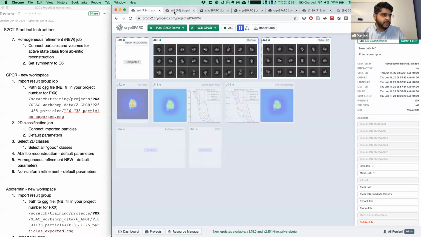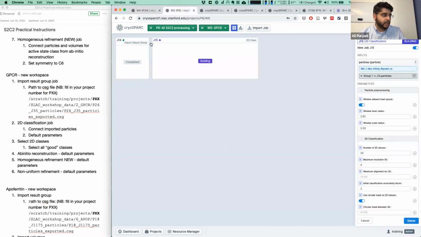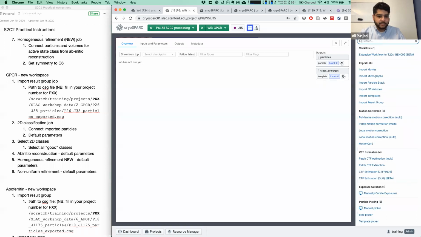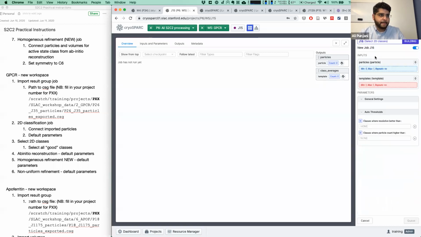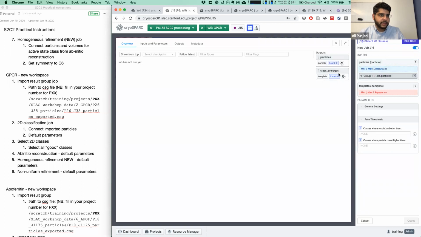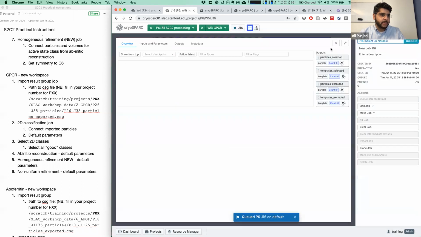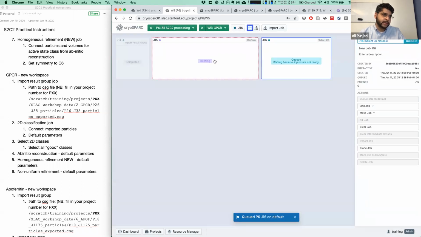But what we can do to save some time later is create the chain of jobs that we want to run right now. So going back to your project where you have your 2D classification job now launched, you can open up that job and you'll see that it has particles and class average outputs. What we'll do is go to the job builder and create a new select 2D job. Connect the particles and the class averages from our 2D classification to that and queue that job. That job now is going to be waiting because its parent is not finished yet.